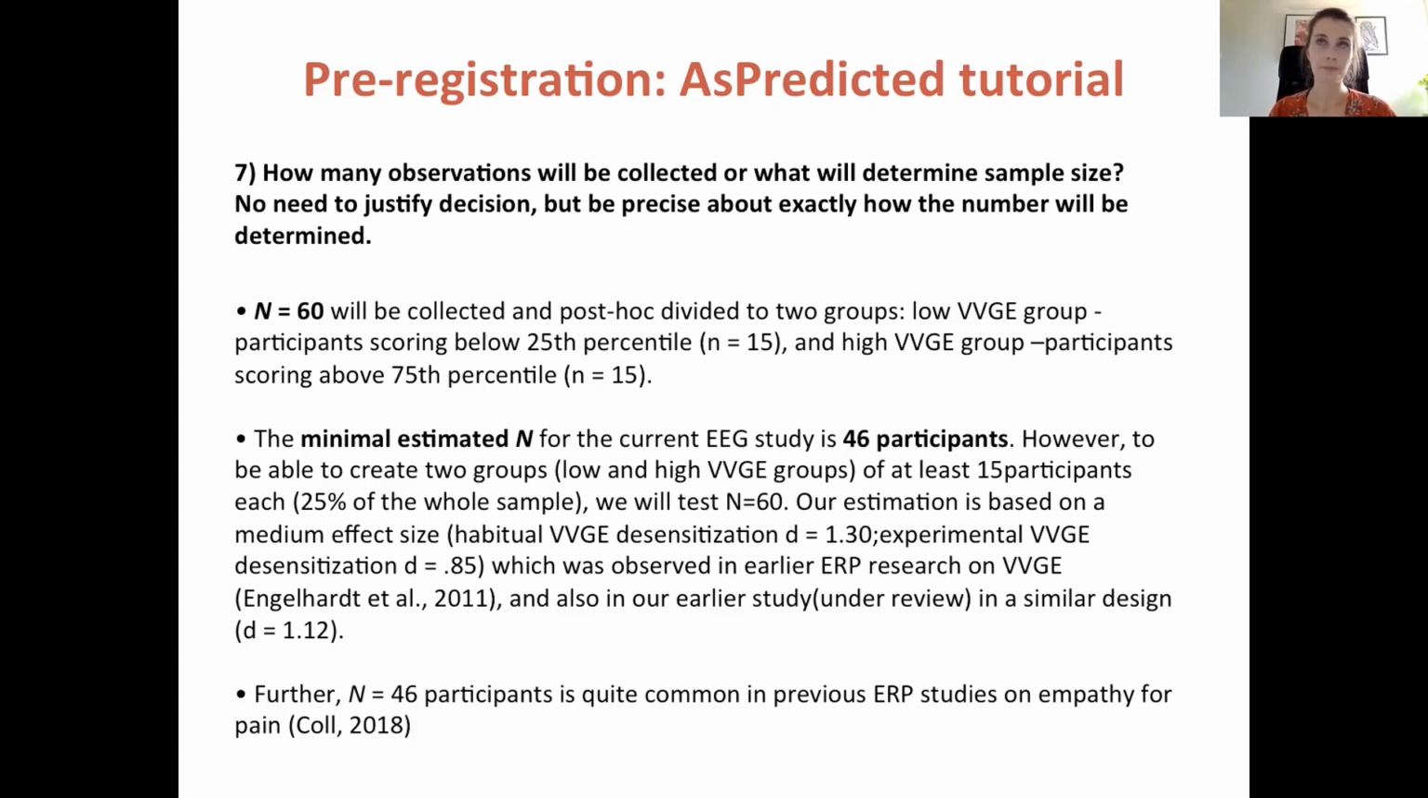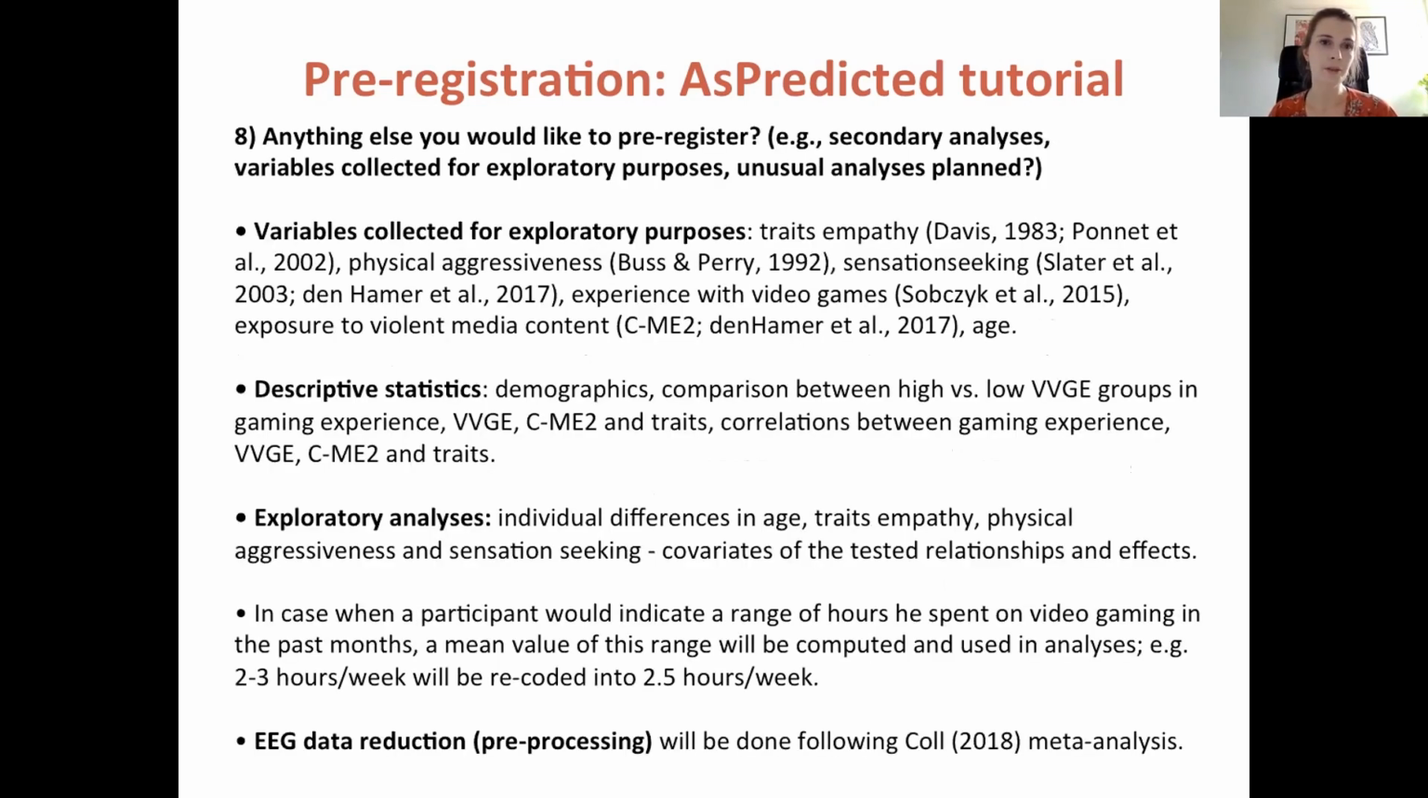And then in the last question, you can actually register additional analysis or some variables that you would like to include for exploration, or perhaps something unusual that can happen, but that you can already predict. So I here registered only the variables that I used for individual differences. I also registered my preliminary analysis and also exploratory analysis. And I only mentioned here in one very short sentence the preprocessing, how it will be done, based on the meta-analysis, but indeed I could have done better here and specified the preprocessing steps and the criteria.